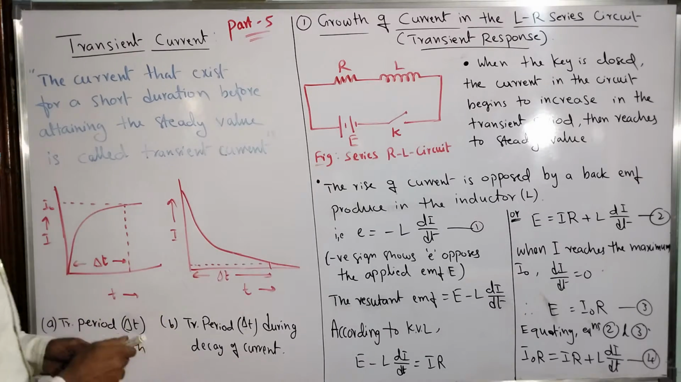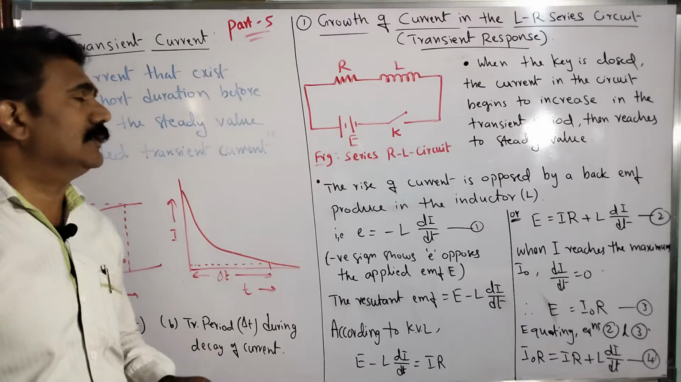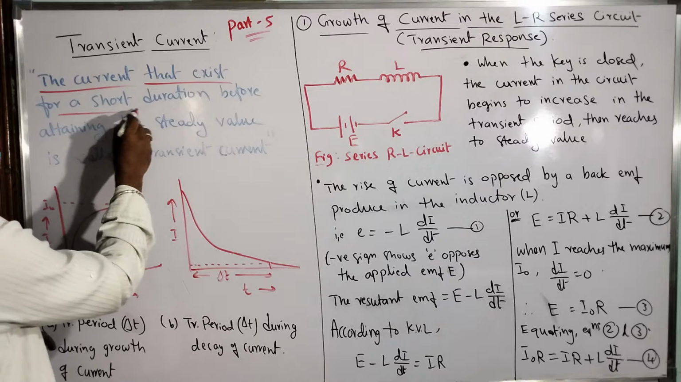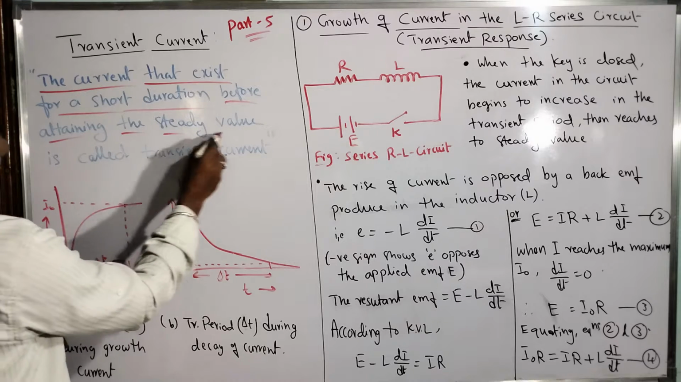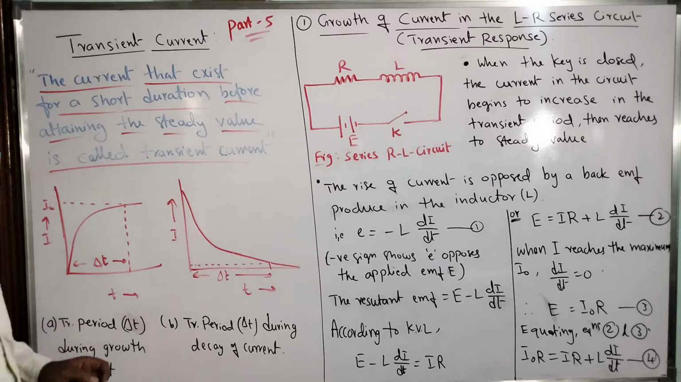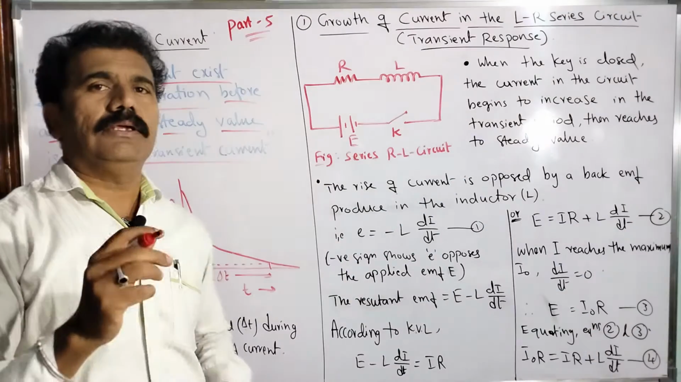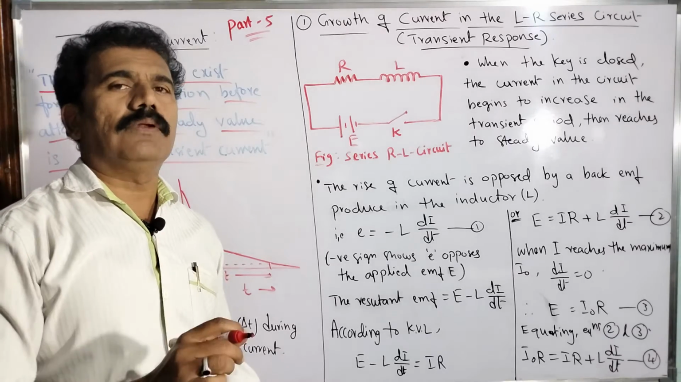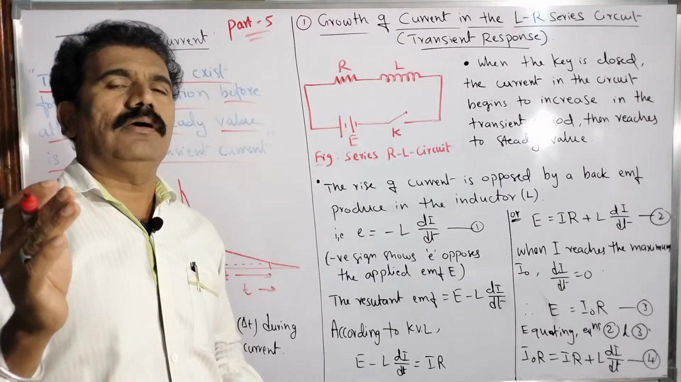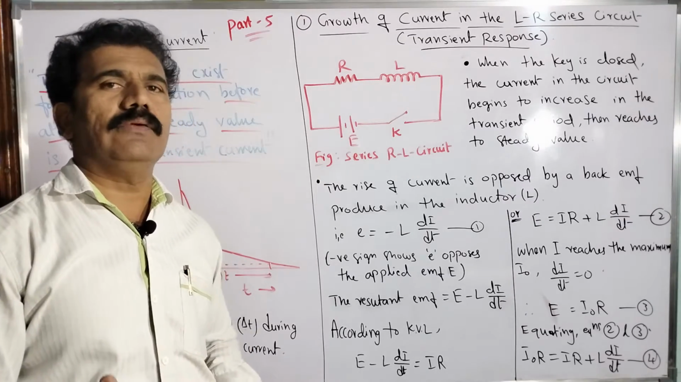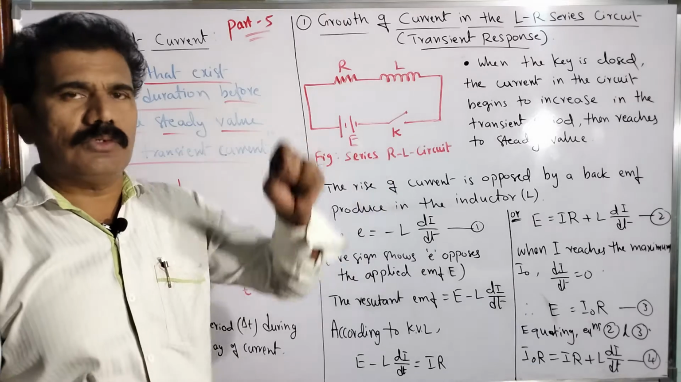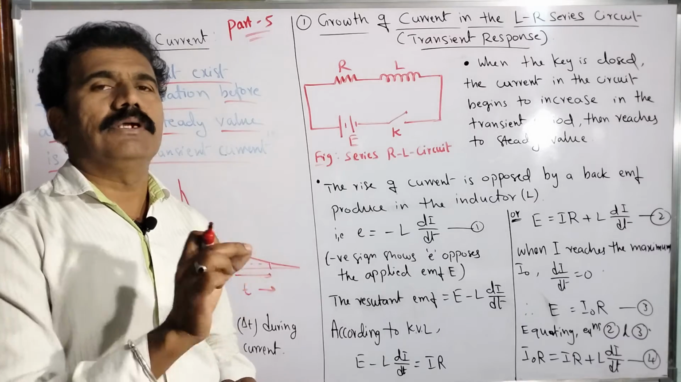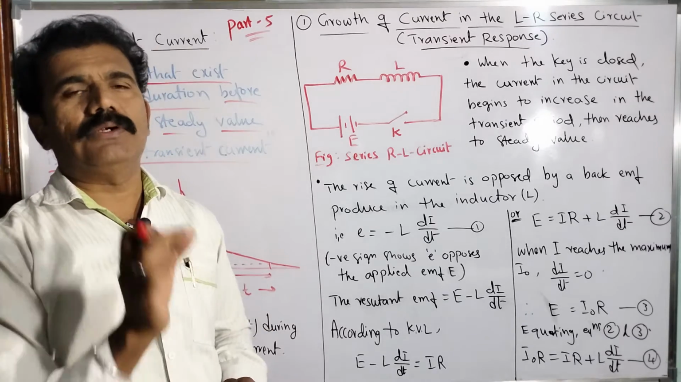First of all, try to understand what is transient current once again. As per the definition, the current that exists for a short duration before attaining the steady value is called the transient current. So in any circuit, particularly a circuit consisting of a capacitor or an inductor, the current will not immediately rise to maximum when the circuit is switched on, and similarly when the circuit is switched off, it will not immediately come down to zero. There is a short time period in which the current is increasing and decreasing. That is what you have to observe.